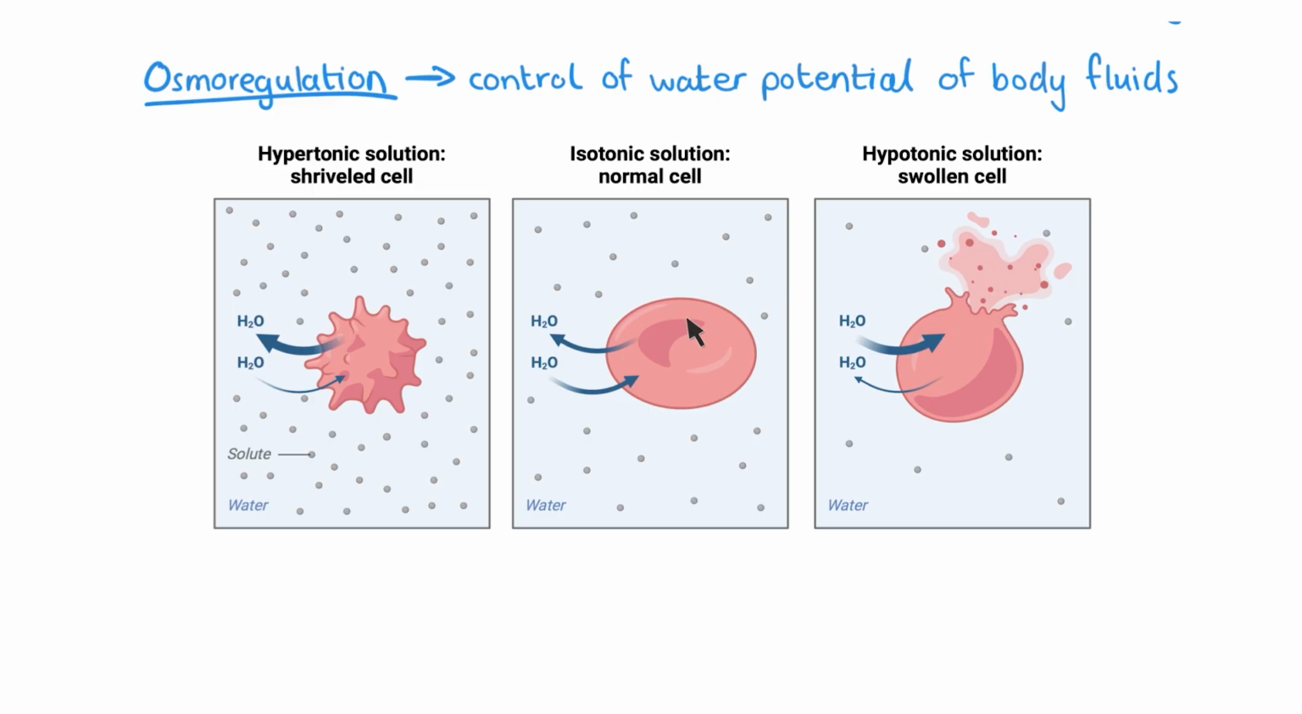So, in order for the cells to function normally, they must be kept in an environment where the water potential is controlled, for example, in an isotonic solution. And this control of water potential of different body fluids is osmoregulation.